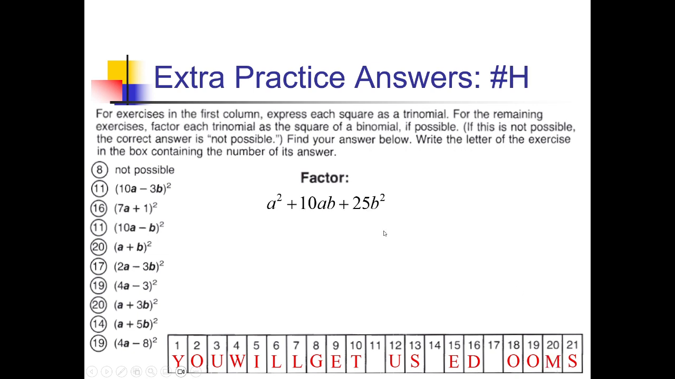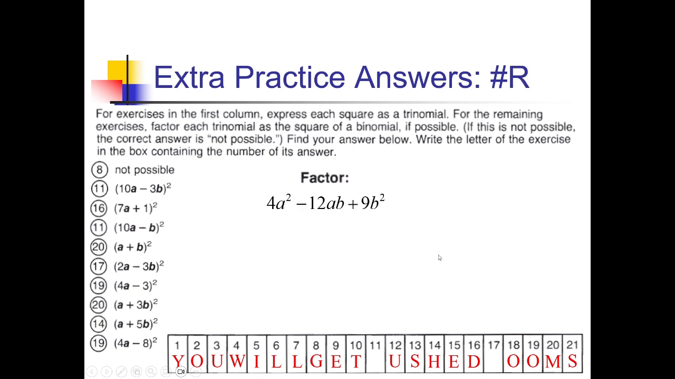Next up, we've got the only problem H of the puzzle. So square root of our first thing is going to be A. Square root of the last thing is going to be 5B. Middle term's positive, so positive 5B, parentheses squared. Multiplying these together and doubling it, we have 2A times 5B. So that's 10AB, which is what we started with. So I'm looking for A plus 5B over here on the left, and it looks like I've got that down here, number 14. So 14 gets the H.